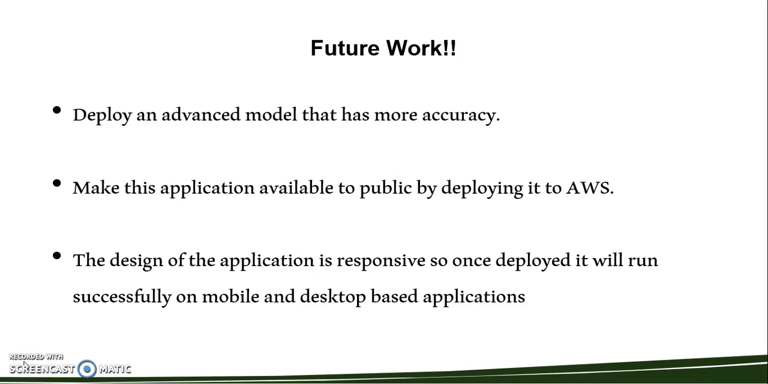So now I want to talk about some future work that we are planning to do. The first one is deploying an advanced model that has more accuracy. In fact, we have already built this model. We used Flair text classification, and we reached 100% accuracy after 10 epochs. But the reason that we didn't deploy this model is because it's so slow in prediction, and it doesn't give the result as fast as the current one that we have.